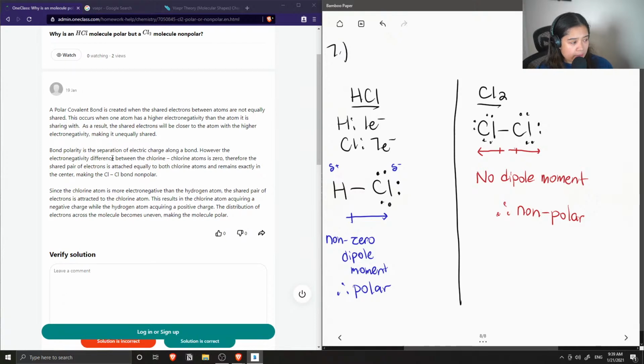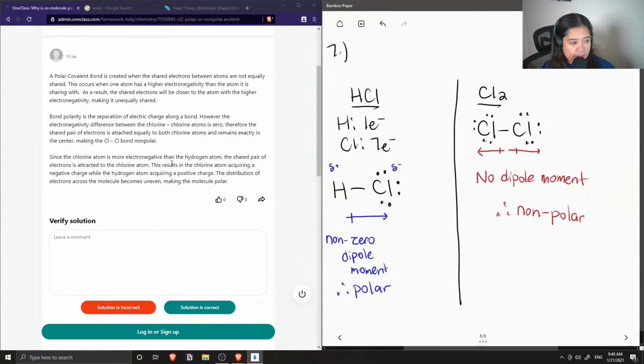However, the electronegativity difference between chlorine atoms is 0. Therefore, the shared pair of electrons is attached equally to both chlorine atoms and remains exactly in the center, making the chlorine-chlorine bond nonpolar. Since the chlorine atom is more electronegative than the hydrogen, the shared pair of electrons is attracted to the chlorine atom. This results in the chlorine atom acquiring a negative charge while the hydrogen atom acquires a positive charge. Distribution of electrons across the molecule becomes uneven, making the molecule polar.